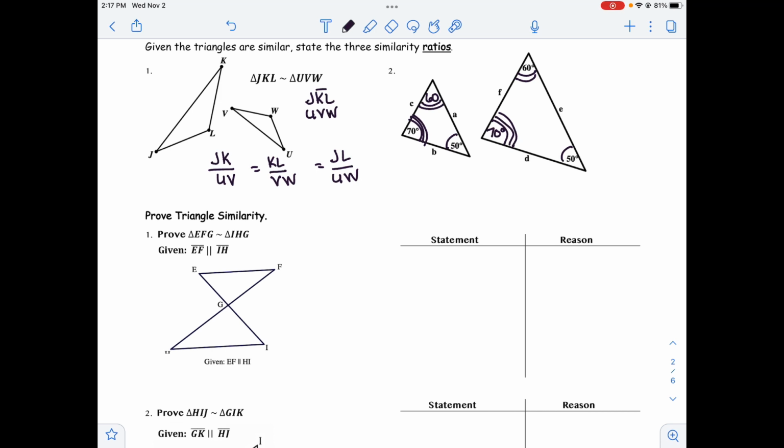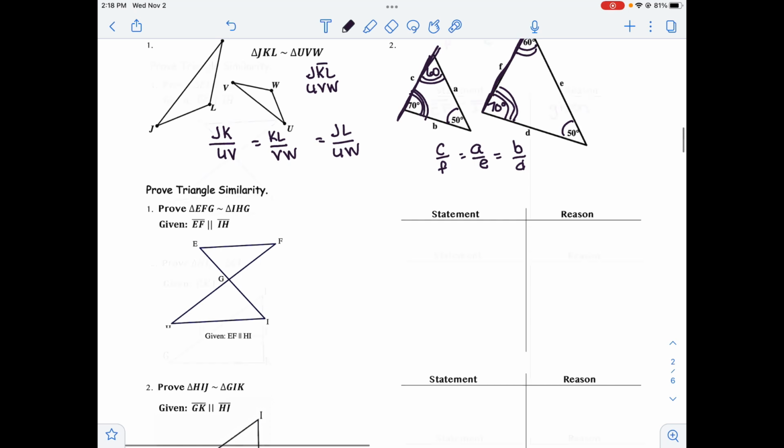So if we look here at 70 to 60, this section right here, and we look here at 70 to 60, we can see that C corresponds to F. And then we look at the 60 to 50, and that's A, and that on the other one corresponds to E. So A over E. And then our last would be B over D. So those are our ratios for those two triangles. Now we're going to move into proving whether or not something is similar.